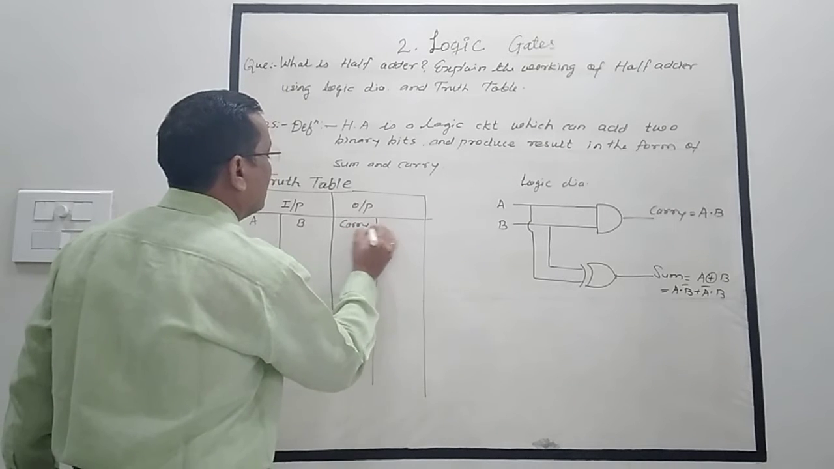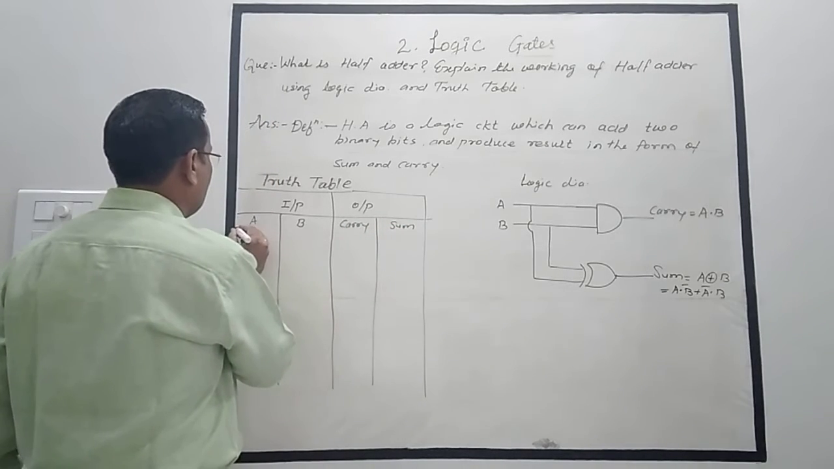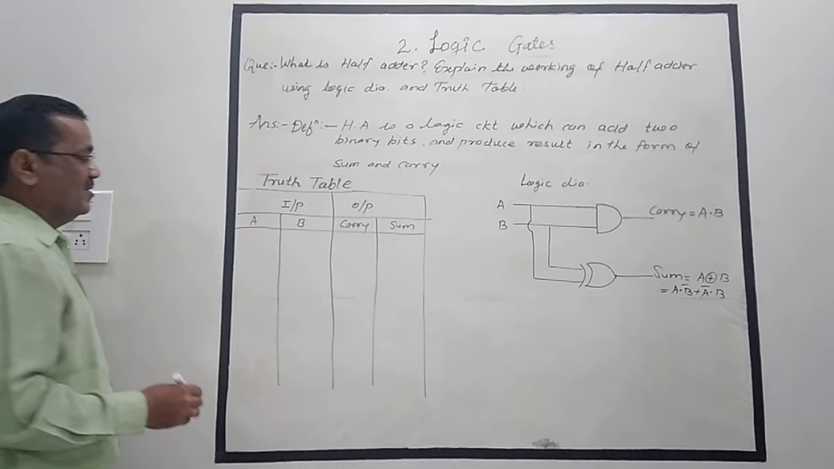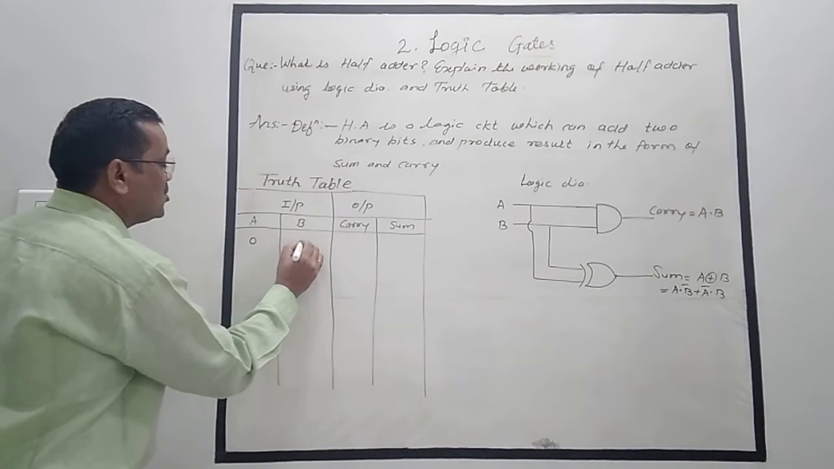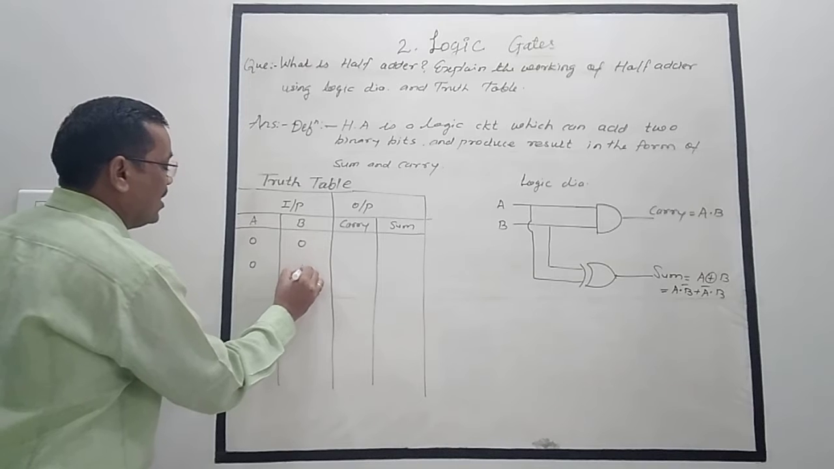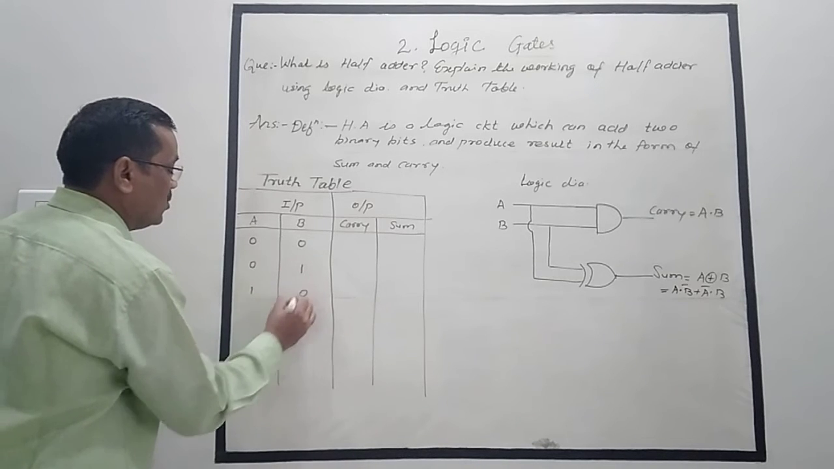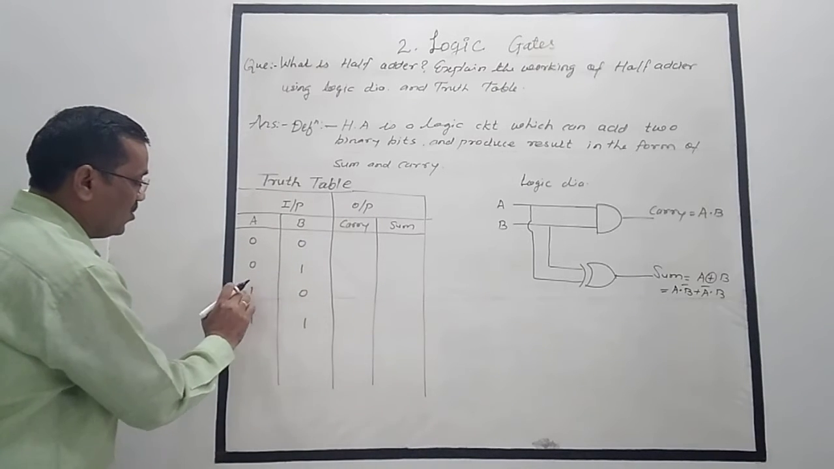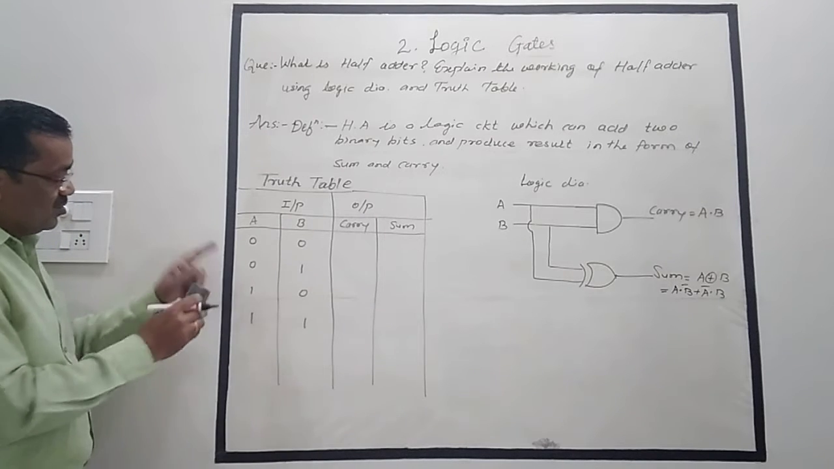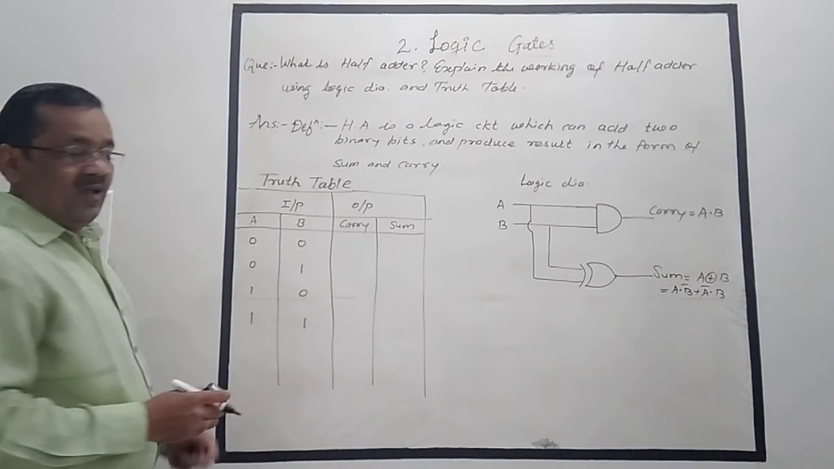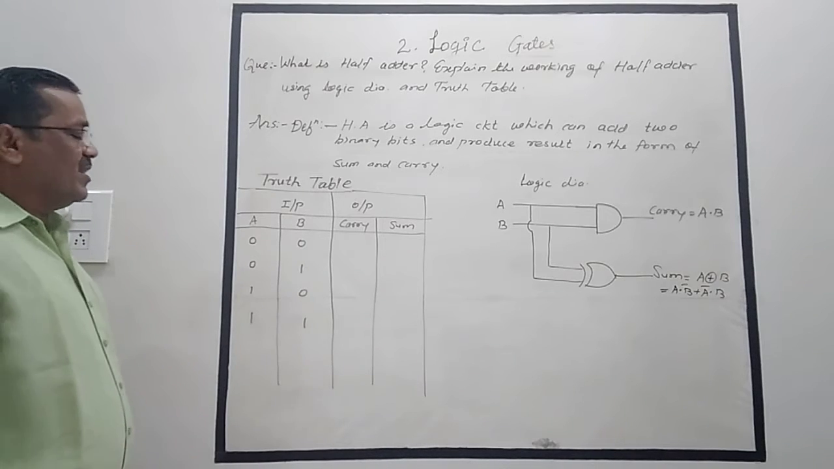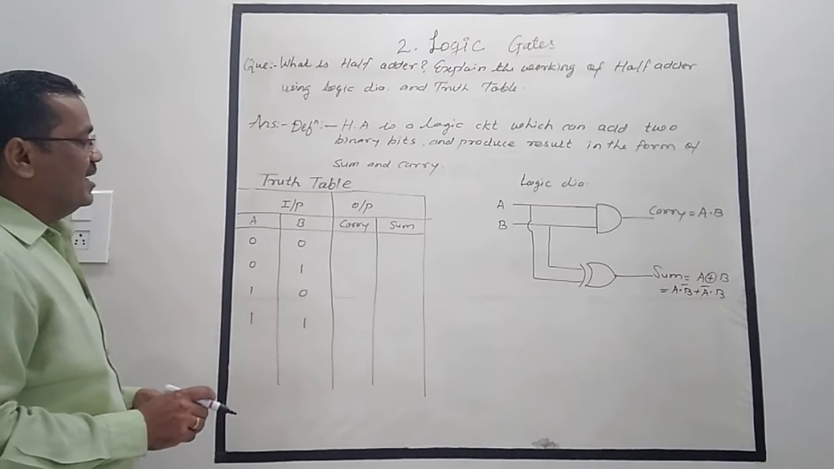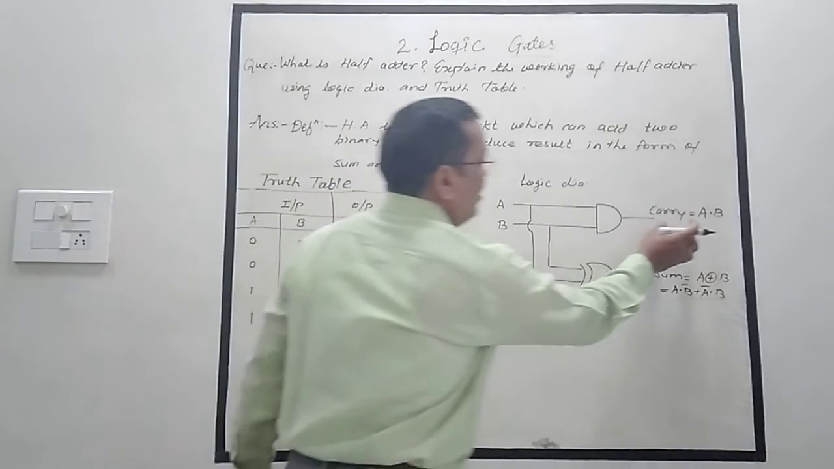Carry and sum. So there are two inputs and two outputs for half adder. All the possible combinations are 0 0, 0 1, 1 0 and 1 1. So 2 raised to 2, that is 4 cases. Now, what are the outputs? That is sum and carry.